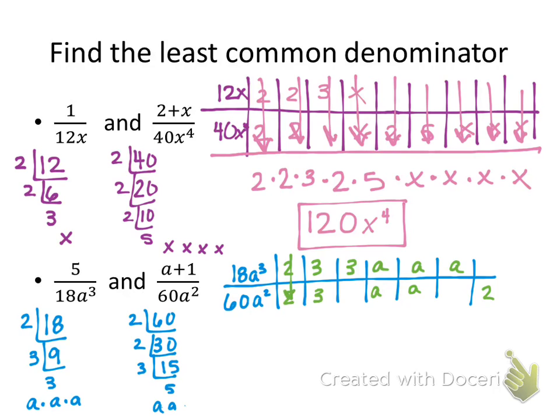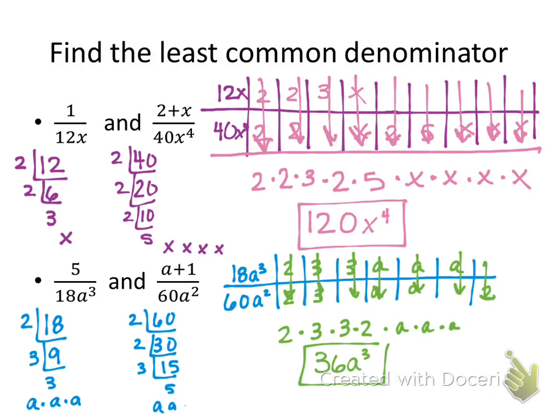So I bring down everything now. 2 times 3 times 3. I'm going to bring down this other 2 also times 2. Then a times a times a. And then I'm going to multiply them together to get my common denominator. 2 times 3 times 3 times 2 is 36. Count up the a's, 1, 2, 3, a to the 3rd power. So this would be the common denominator for 18 and 60.